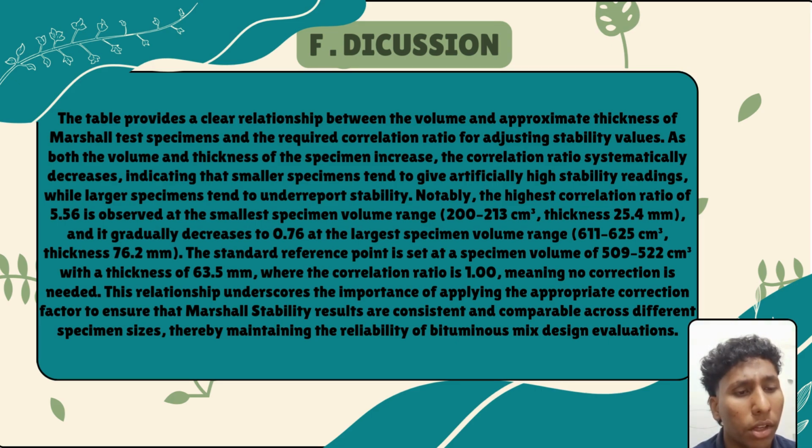The standard reference point is set at a specimen volume of 509 to 522 cm cube with a thickness of 63.5 millimeters, while the correlation ratio is 1, meaning no correction is needed. This relationship underscores the importance of applying the appropriate correlation factor to ensure the Marshall stability results are consistent and comparable across different specimen sizes, thereby maintaining reliability of bituminous mix design evaluations.